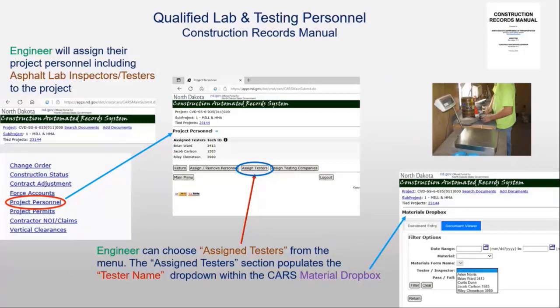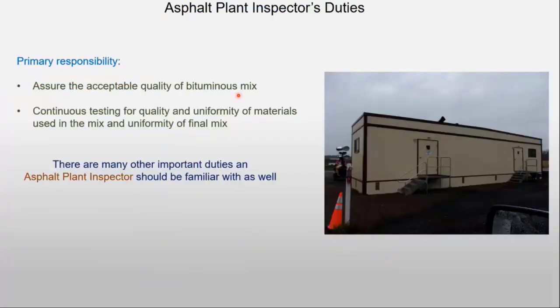So, okay, we'll switch gears just a little bit here. One of the first things that the engineer is going to want to do, when they go in to put personnel on their project, is to assign testers. This is important because if that does not happen, the testers and inspectors can't access the materials drop box. So that's an important first step.